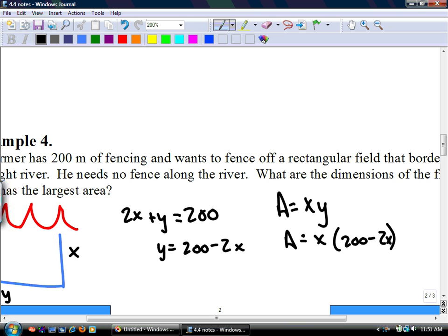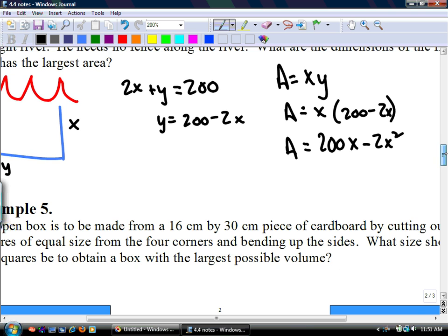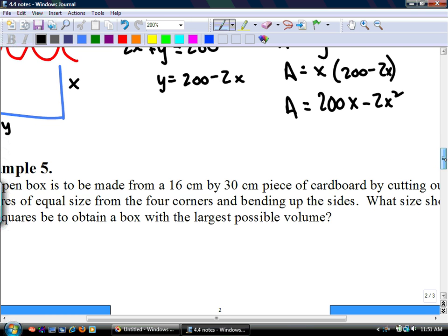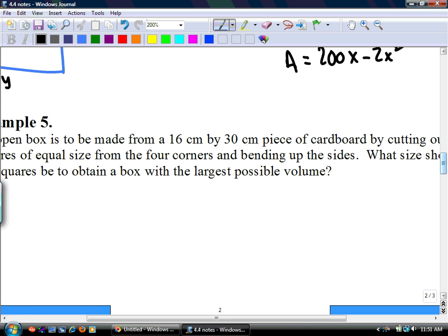Okay. Just checking. 200x minus 2x squared. Anyways, we'll stop there. Take the derivative, set it equal to 0, and so on. Okay, read the next one.